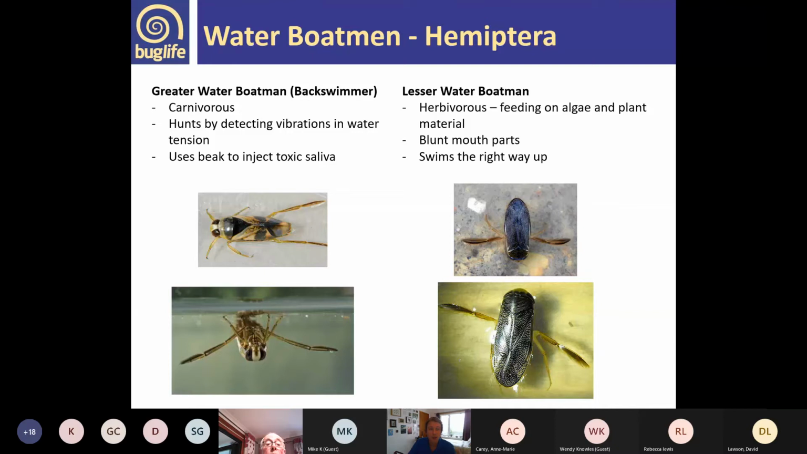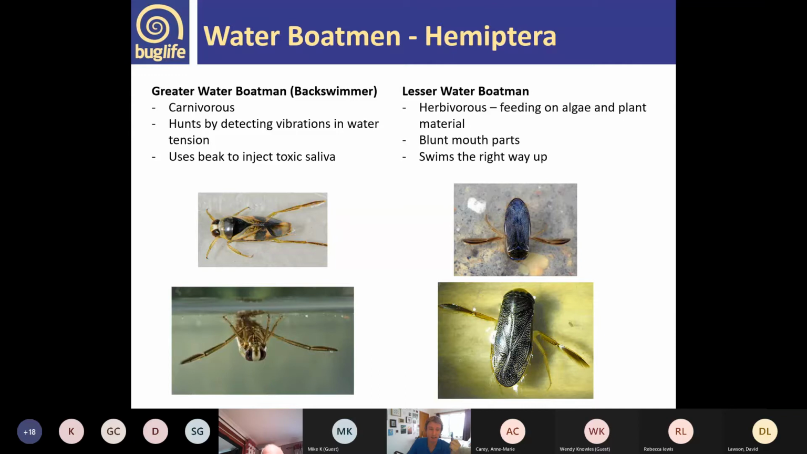And they're waiting to feel vibrations on the water surface of animals falling into the water as well, and then darting to those prey, to those victims, to feed on. And they feed on them by injecting a toxic saliva, which partially digests the prey before consuming them by sucking the liquefied contents of that prey species. So it's a very gruesome way of feeding on the prey that they're eating.